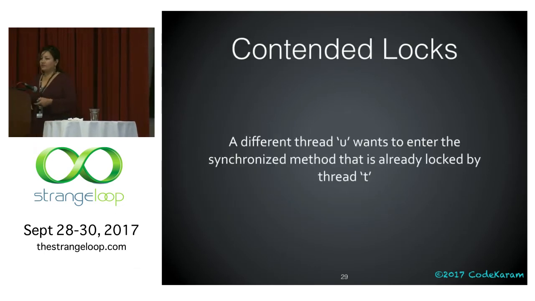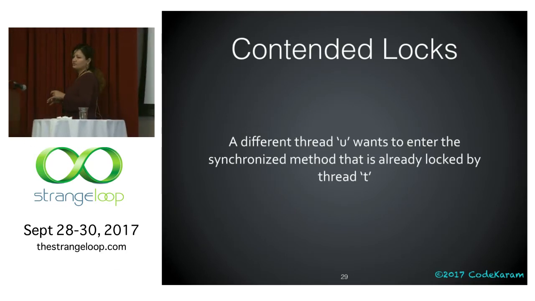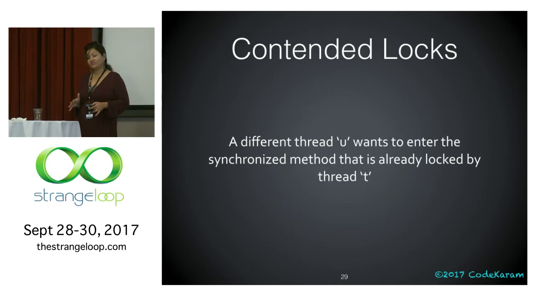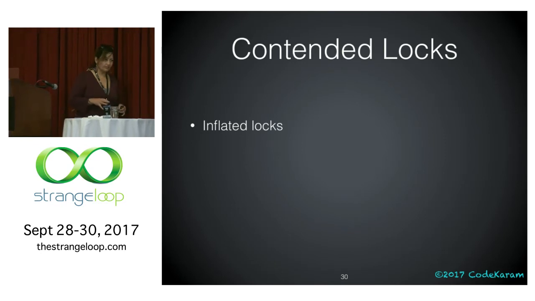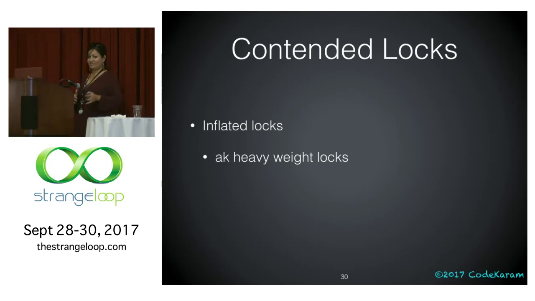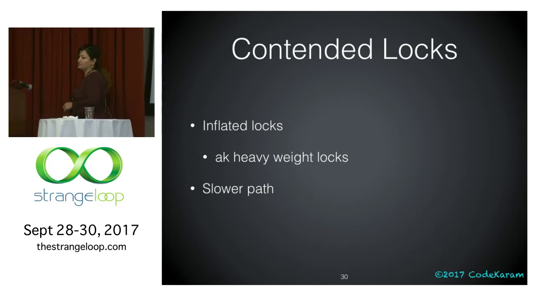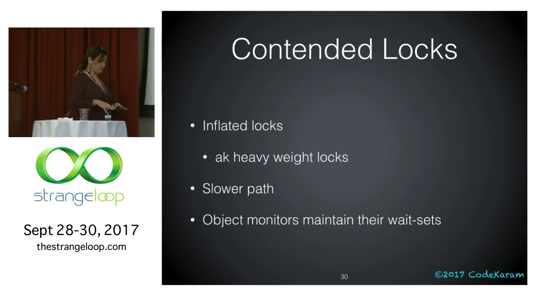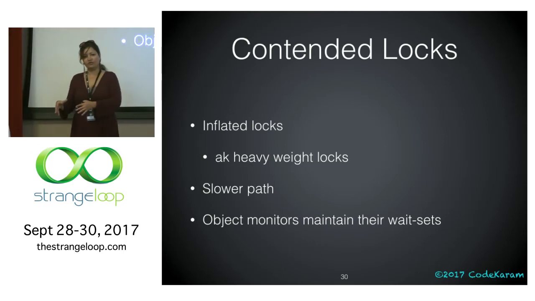Now, what if there was contention? A different thread U comes in and wants to access the synchronized method, which was already locked by T. Now we have contention, and contention is very different. It's an inflated lock, and I'll talk more about what that means. It's also called a heavyweight lock, which means it's not using CAS. It's not a lightweight lock, and it takes a slower path. What is the slower path? Since you have contention, we need to make sure we're taking care of the threads that need access to our object.